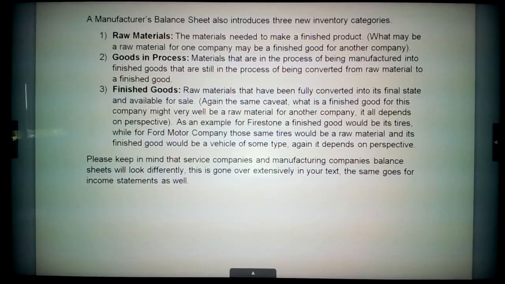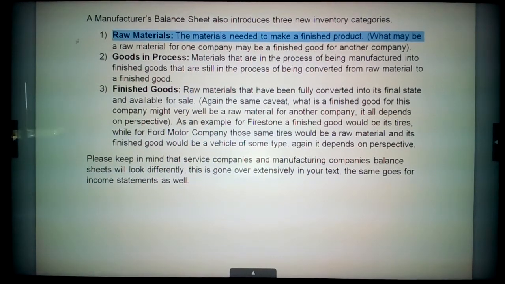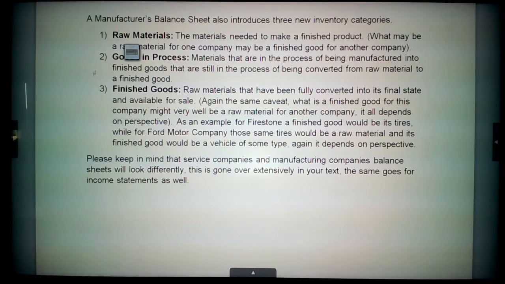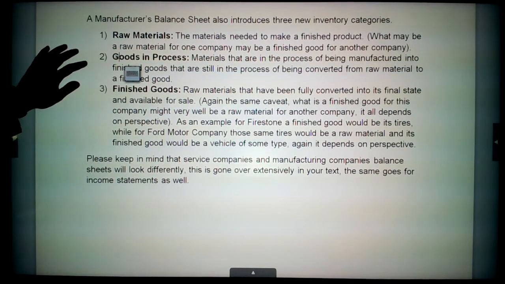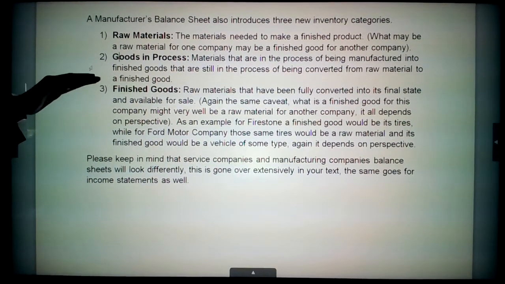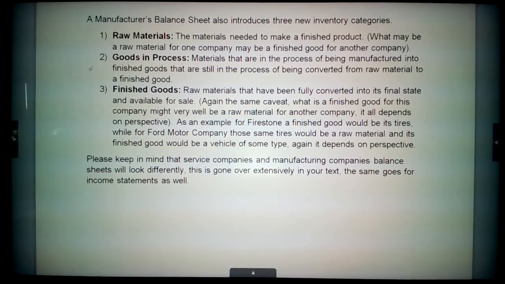Quick note about the balance sheet. A manufacturer's balance sheet will look slightly different from the balance sheets you're used to because they will have these three accounts on here instead of just one inventory account. They will have raw materials, goods in process or work in process, and finished goods. This is to represent the fact that they don't always finish everything the day they started.